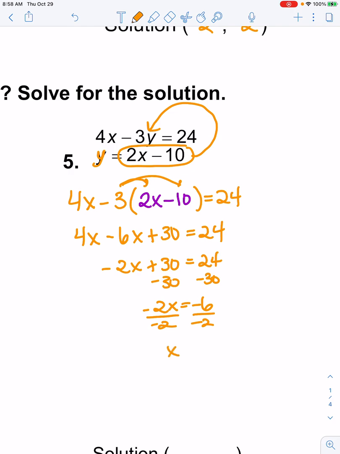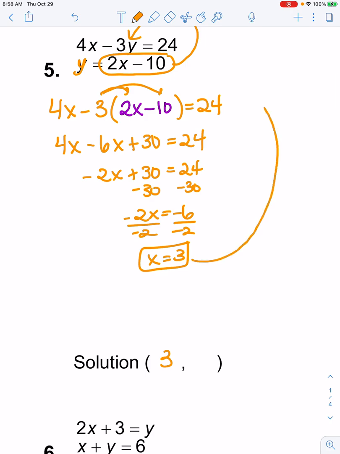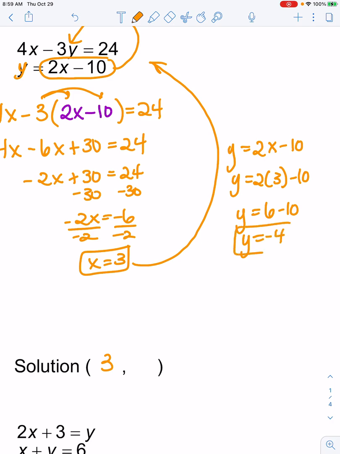Then once you have one answer, x equals 3, we're going to plug it in to one of our original equations and get our answer. So the bottom equation says y equals 2x minus 10. Well, now I know what x is. X is 3. So y is 6 minus 10, so y has to be -4.